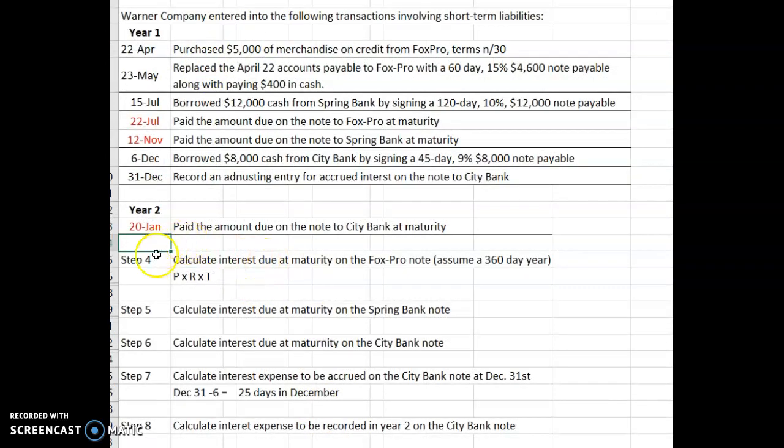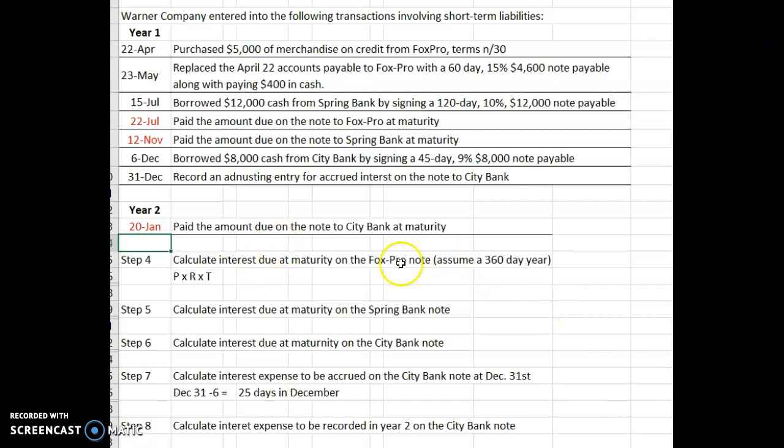The next thing that the problems ask you to do is calculate the interest due at maturity on each of the 3 notes that they entered into during the year. So step 4, calculate interest due at maturity on the Fox note. Assume a 360-day year. And remember, our formula is PRT, principal times rate times time. This should be a review pretty much of what we went through in Chapter 3.